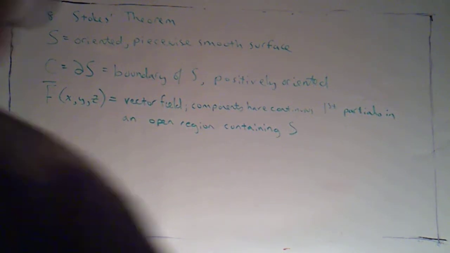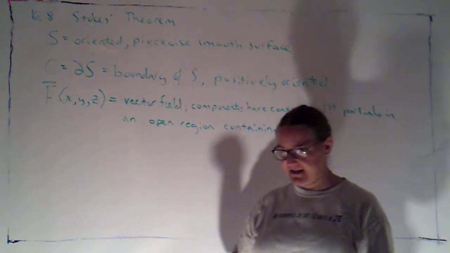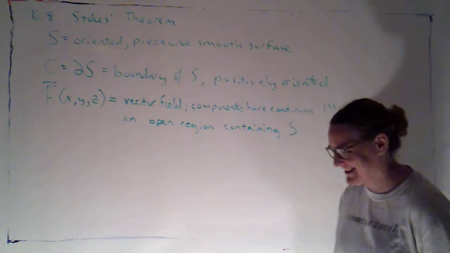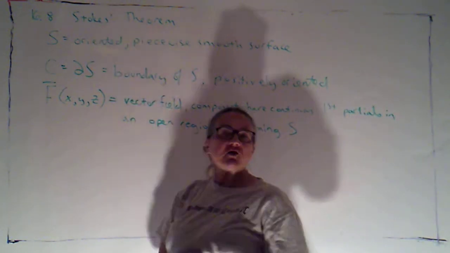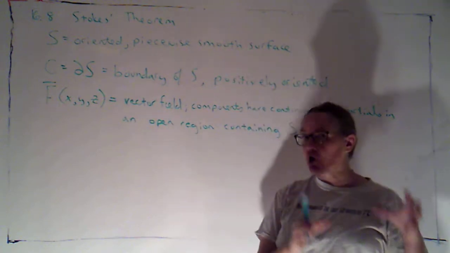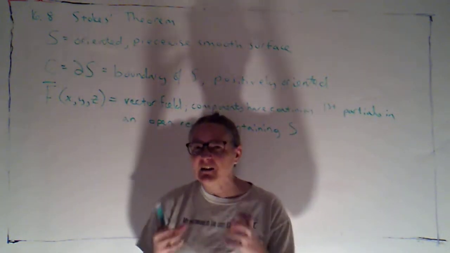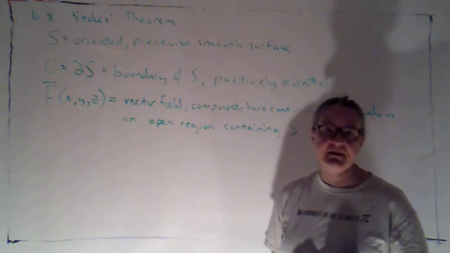Okay, so in 16.8, which in your book comes before 16.9, but in this class, as I'm teaching it, comes after 16.9, we're going to take a look at Stokes' theorem. And Stokes' theorem is going to do for curl what the divergence theorem did for divergence. It's going to tell us what this weird thing that we know how to calculate is actually measuring.